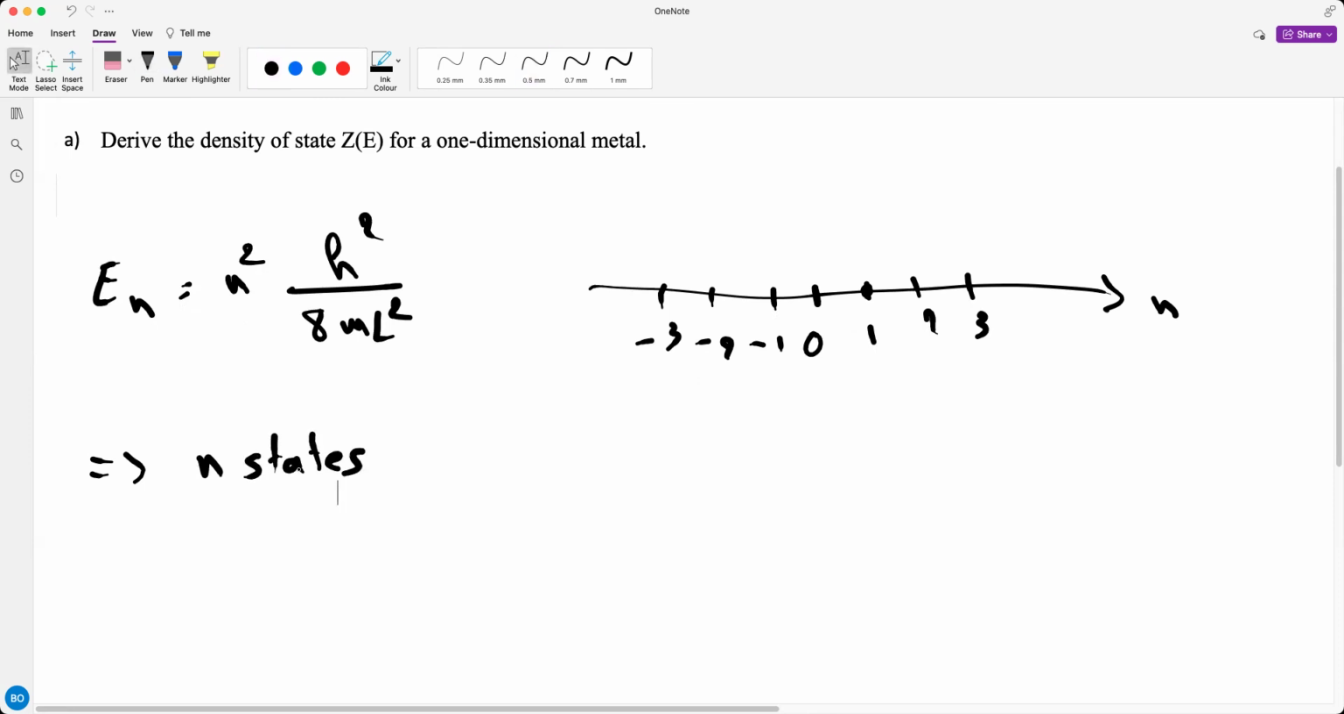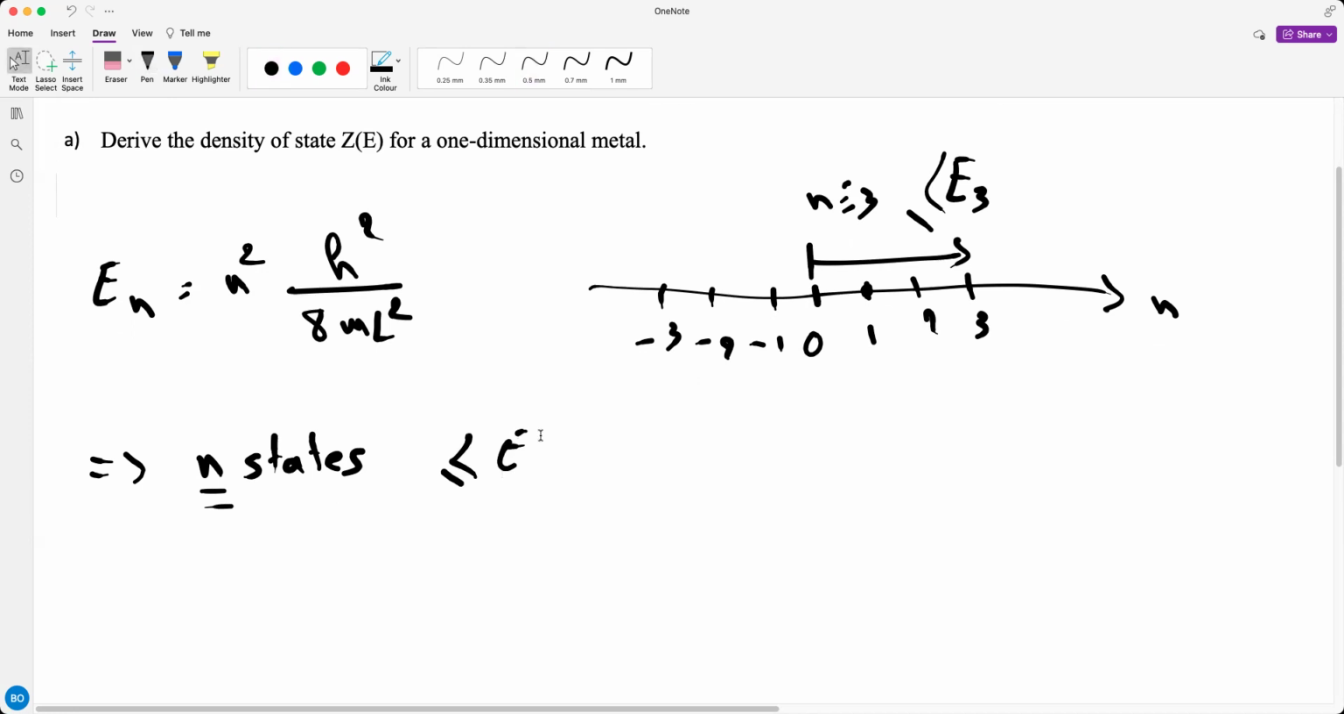So if I take this, for example, I will get the number of states that have an energy smaller than or equal to E3, which is n equal 3. So n states that have an energy smaller or equal than E.